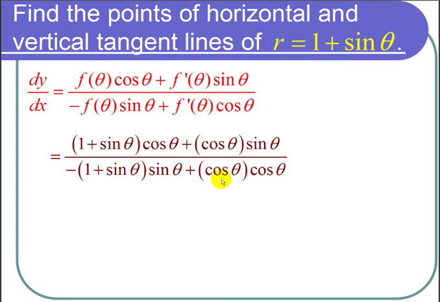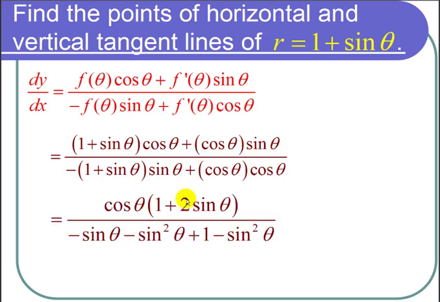So now let's simplify a bit. For the numerator, I'm going to factor out a cosine theta. When I do that, I'm left with 1 plus sine of theta plus sine of theta, or 1 plus 2 sine theta, and then times cosine theta. For the denominator, I multiply through, and I get 1 times sine of theta, negative sine theta. I have negative sine theta times sine theta, which is minus sine squared theta. And then I'm going to take this cosine squared theta and write that as 1 minus sine squared theta.